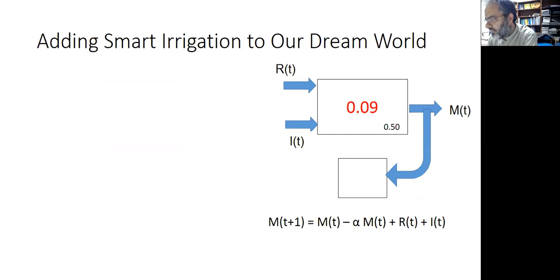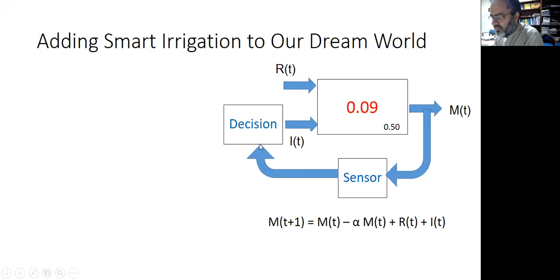Theek hai, so what this sensor is doing is it is actually making a copy of M, jo moisture hai, which is actually not something that you have a knowledge of. Uski ye copy bana raha hai. So this is the sensor. It is actually making a copy of this M and making it available to some sort of a decision maker, jo iski madad se irrigation kar sakega. Okay? So that same irrigation is available to you.